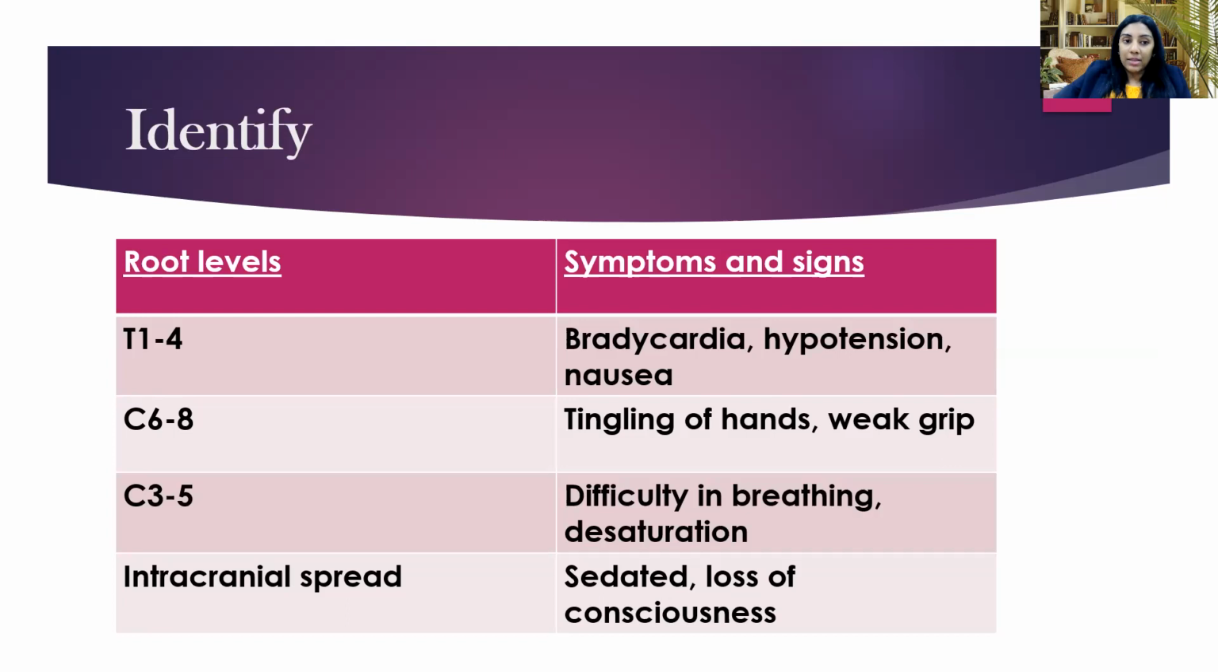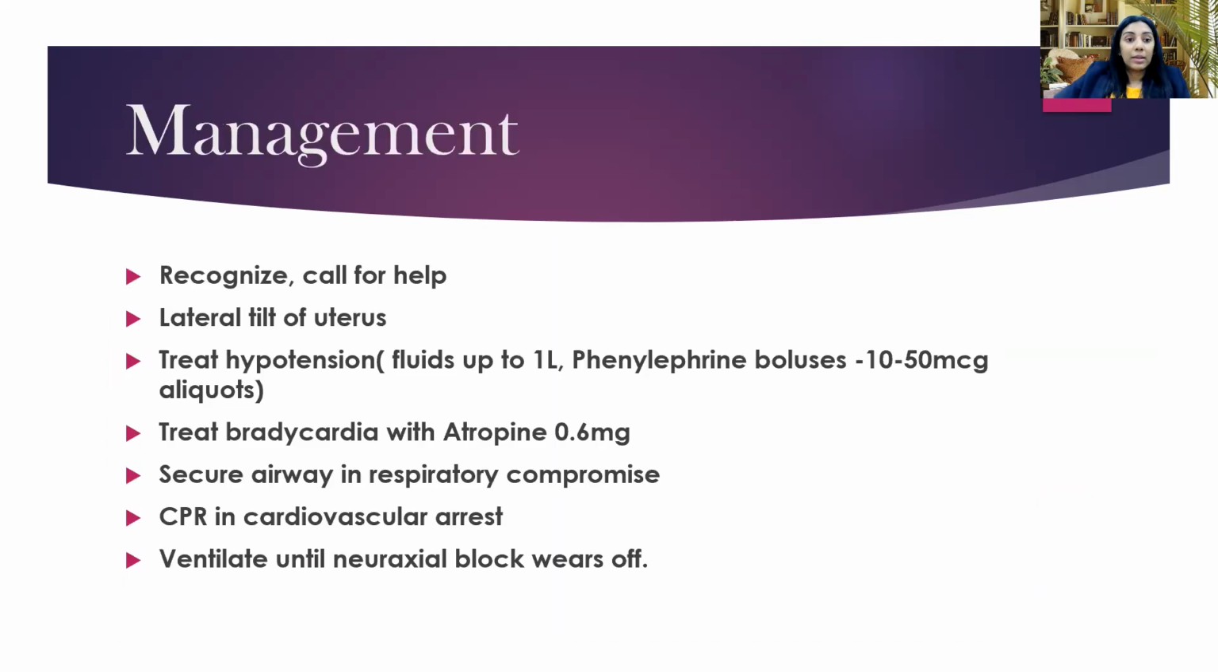So identifying, the symptoms and signs occur according to the root levels. And what I need to point out is your level of C3, C5 and your intracranial spread, because when it hits these levels, usually you need to convert to general anesthesia as soon as possible. So make sure you have identified which level the high spinal has gone to.